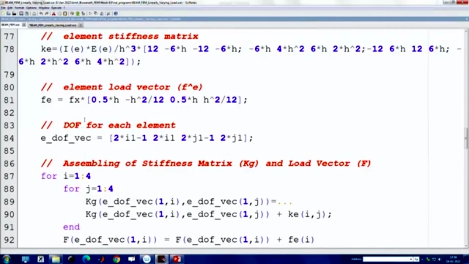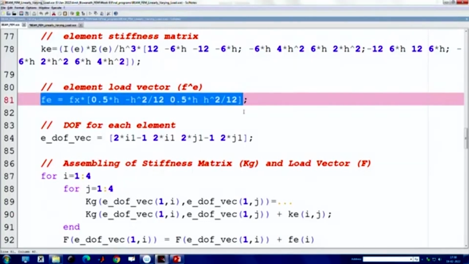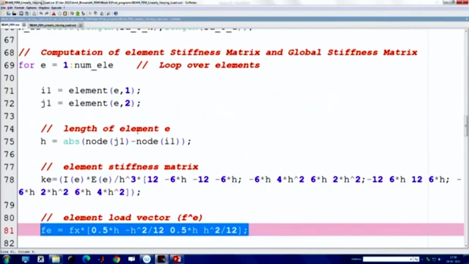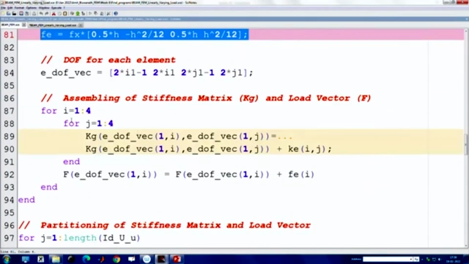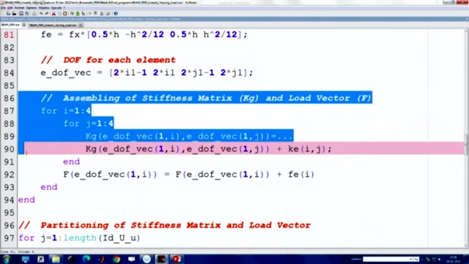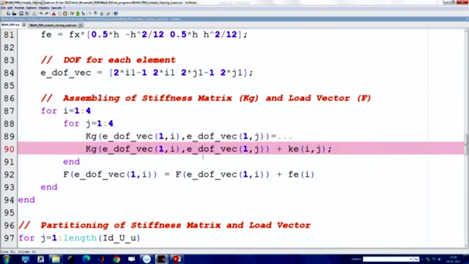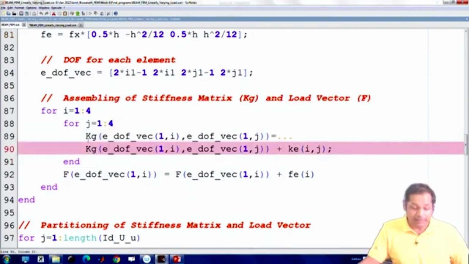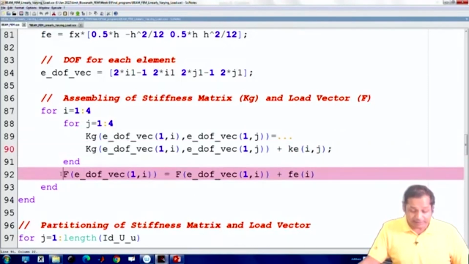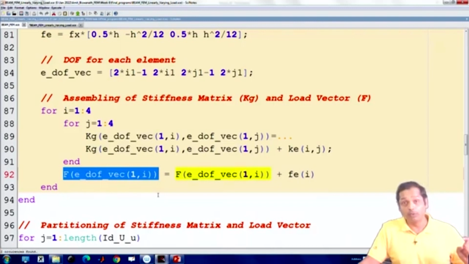Yes. So this is the element load vector we have. This expression we had already seen. Now then next is the assembling part. So this part is the assembling part. It's based on the connectivity. It assembles the stiffness matrix, and then this is the assembling of the total load vector.